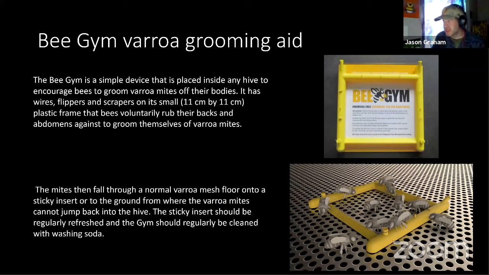3D printing helped make these bee gyms. These are little gyms the bees can walk around in and maybe knock the mites off of them, because it has a series of little flaps and strings and things like that that knock the mites off their bodies.